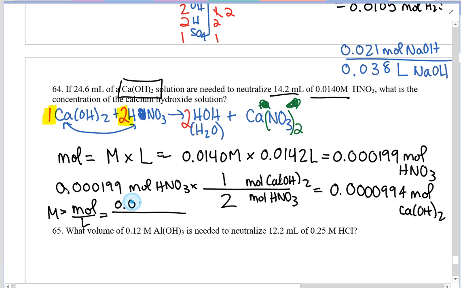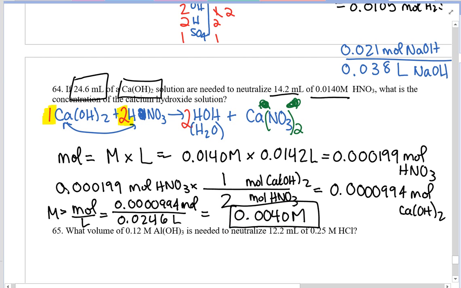So I'm going to take my moles, 0.0000994 moles, and I'm going to divide it by my volume. Got to make sure you use the right volume. It's your volume of calcium hydroxide, 0.0246, and we find that the molarity is 0.004 molar. Alright, so that's problem 63 and 64.